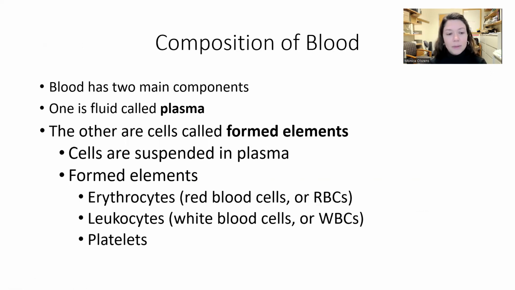All right, so let's talk a little bit more about blood. Blood is either fluid or cells. So the fluid is called plasma, and the other parts are called formed elements. I think it makes more sense because they're cells. I showed them to you earlier. Red blood cells, white blood cells, and platelets.